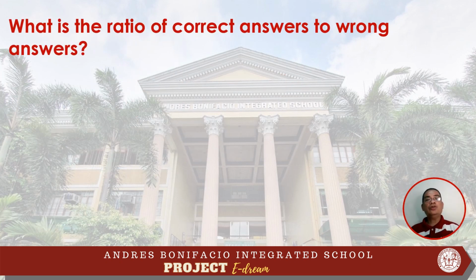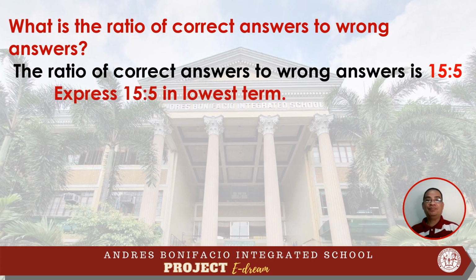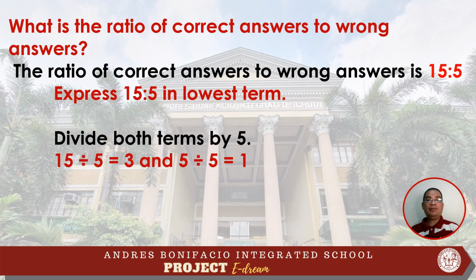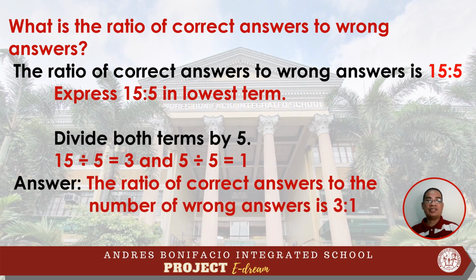What is the ratio of correct answers to wrong answers? The ratio of correct answers to wrong answers is 15:5. Express 15:5 in lowest terms. Divide both terms by 5. 15 divided by 5 is equal to 3, and 5 divided by 5 is equal to 1. So, the ratio of correct answers to the number of wrong answers is 3:1.